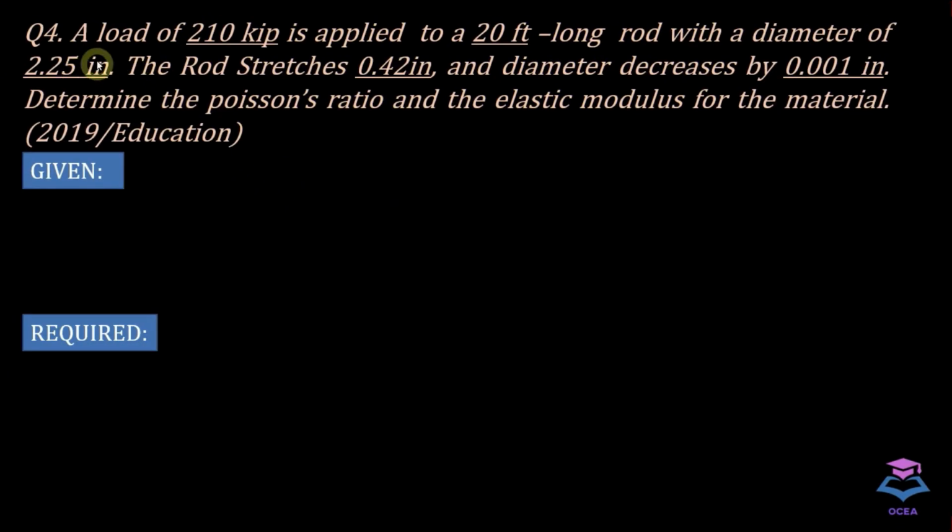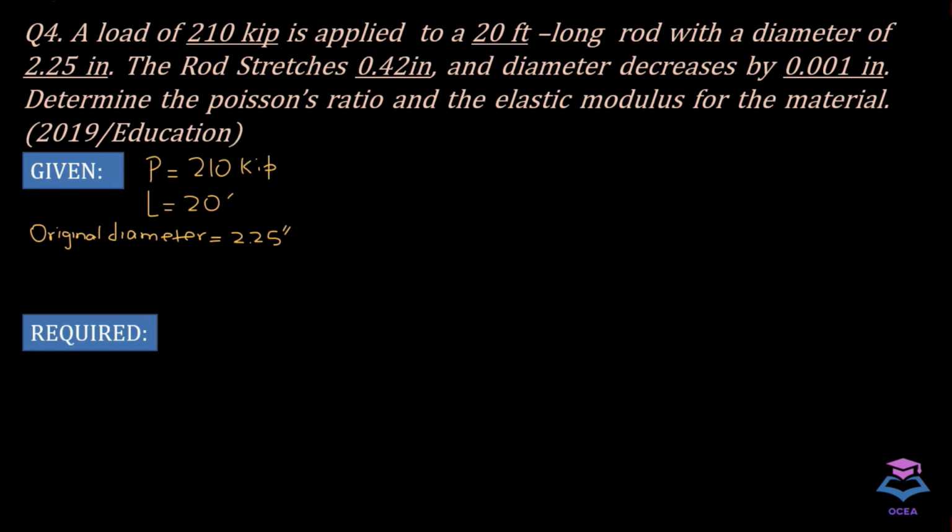So question number 4 says that a load of 210 kip is applied to a 20-foot long rod. Let's denote the load by P, and it's equal to 210 kip. The length of the rod is 20 feet, and it has a diameter of 2.25. So the original diameter of the rod is 2.25 inches. The rod stretches 0.42 inch.